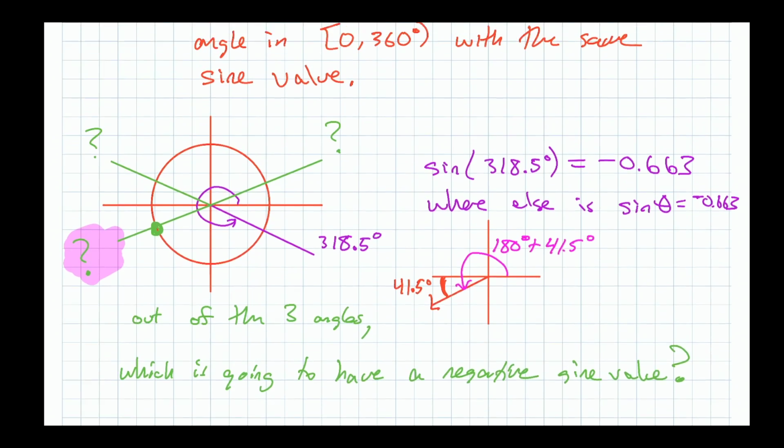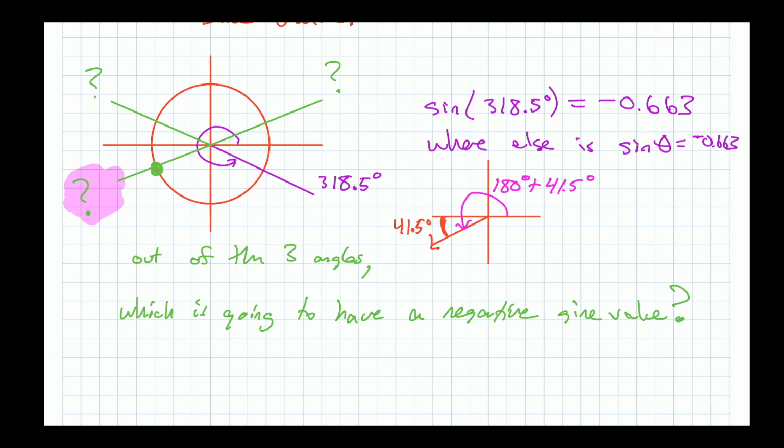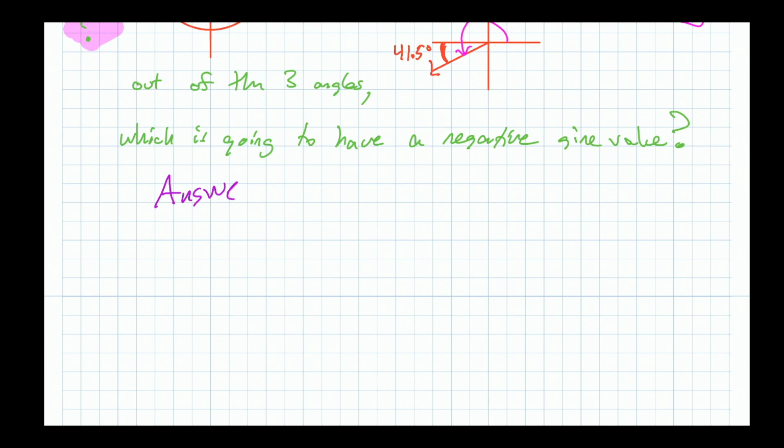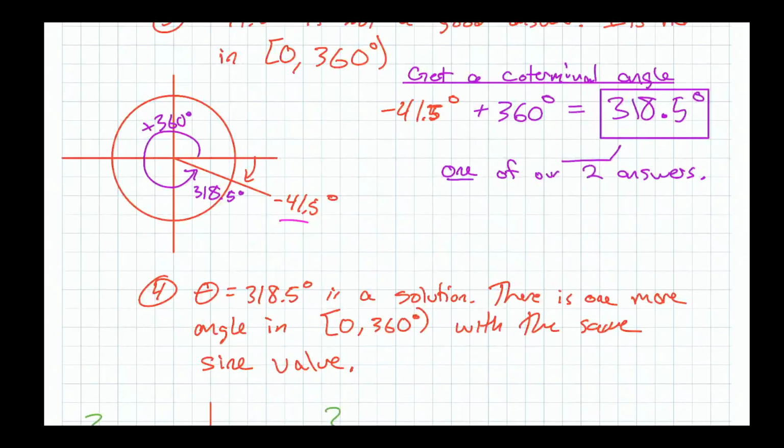Wait, is it 41.5? Why do I keep saying 41.5? Oh, because this is 41.5. Okay. So that's what it is. So that one is 180 plus 41.5, which I can do. That's 221.5. All right. So then my final answer is going to be 221.5. And what was the first one I came up with? 318.5.